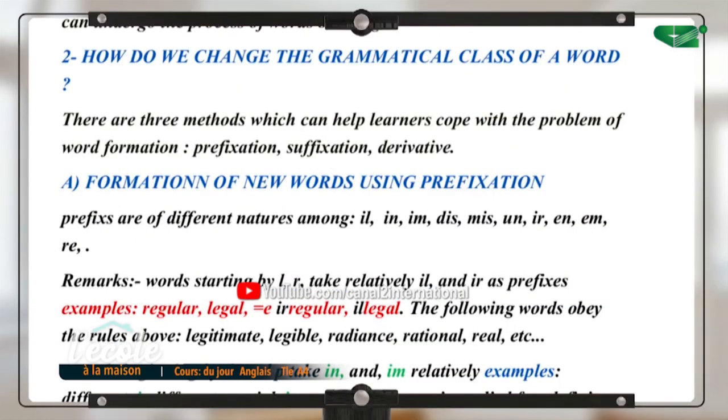The third method, which is derivation, seems to be a little more complex than the first two, even though there is still a possibility for you to handle it. It deals with a category of words which obey no particular rules. Reason why we say that derivation is a little bit complex.